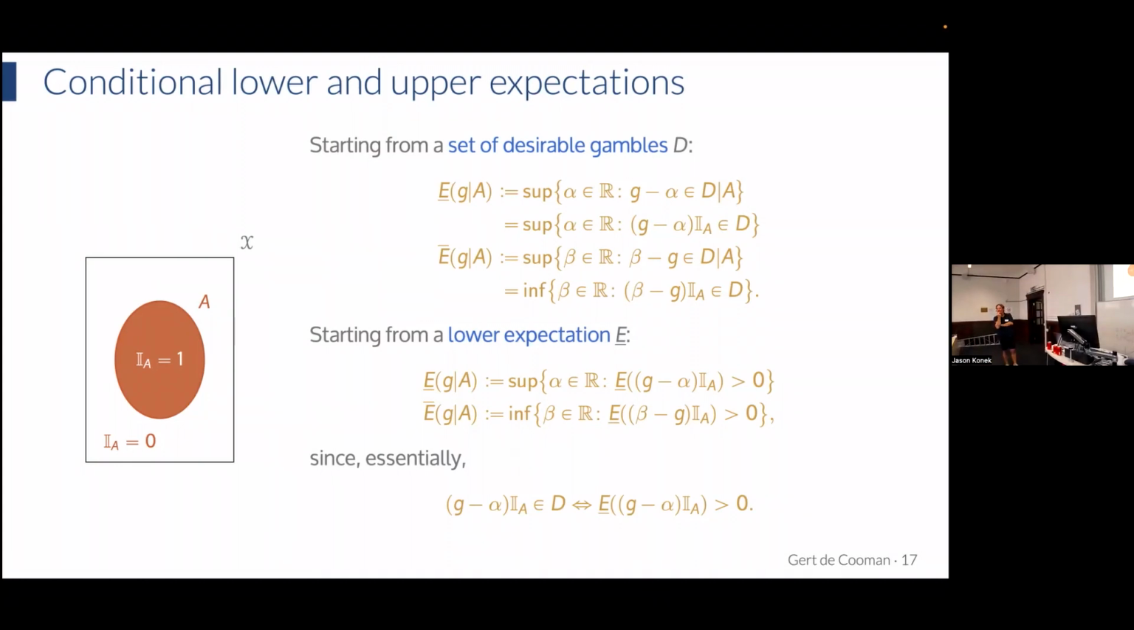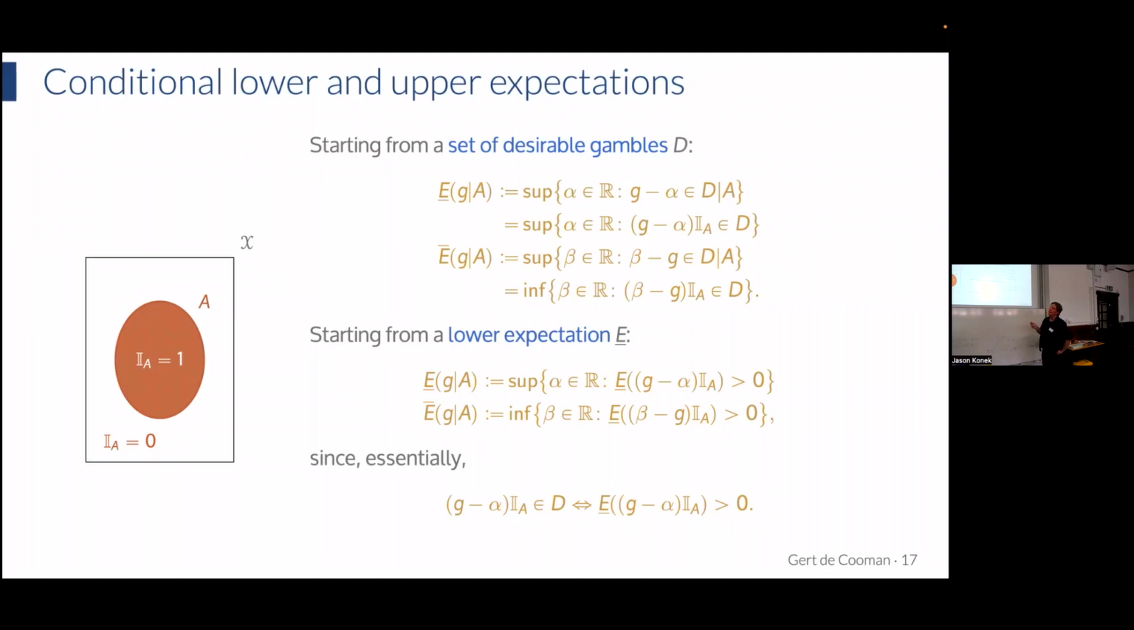So I'm starting from a set of desirable gambles, and I want to define a conditional lower expectation and a conditional upper expectation. What will I do? I will go through the conditional sets of desirable gambles. So the idea is, I have a set of desirable gambles D. I will condition it on A using the formula that we had before.